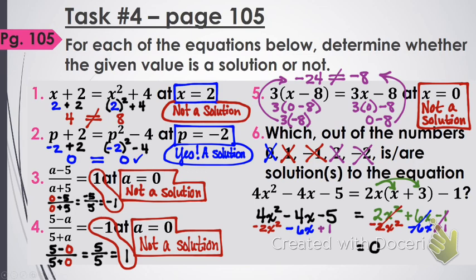4x squared and negative 2x squared are like terms, so I can combine those. What's 4 minus 2? 2. So I'd have 2x squared here. Can I combine the minus 4x and the minus 6x? Are those like terms? Negative 10x. Negative 5 and a positive 1. Can I combine those? What would that give me? Negative 4. So minus 4. All right, I've got it equal to 0. Can I do a box now?